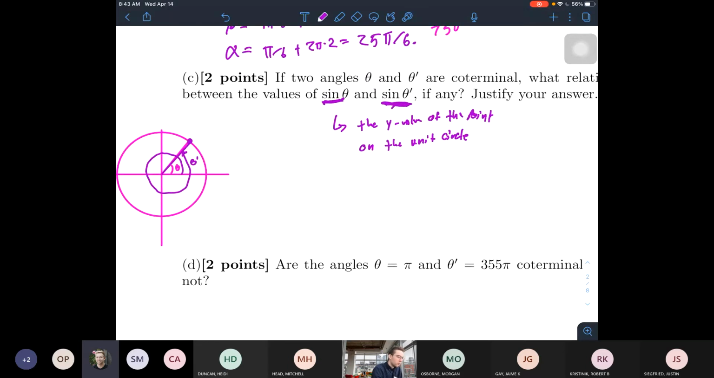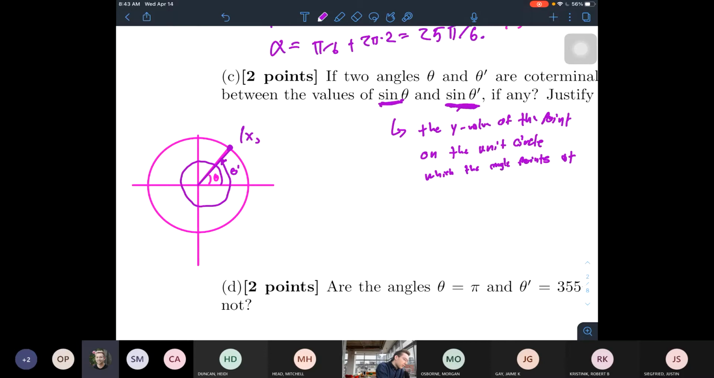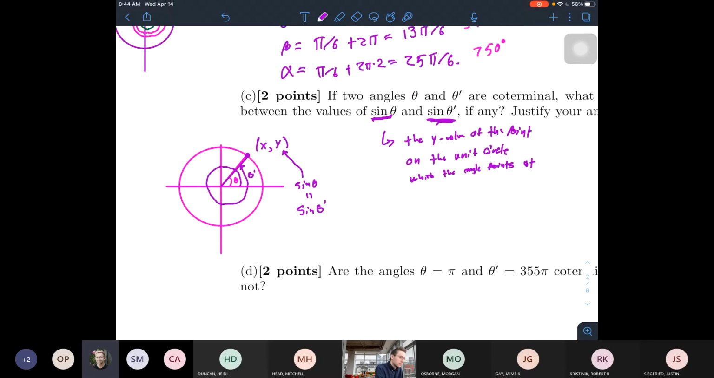If we look at the definition of the sine, it's the y value of the point on the unit circle which the angle points at. So this point right here, x comma y, well, if our original angle is theta and then we have a coterminal angle, it points in the same direction. So these two angles point at the same point on the unit circle. And so sine of theta is equal to y here. And that's also equal to sine of theta prime. So that's a unit circle way of seeing it.